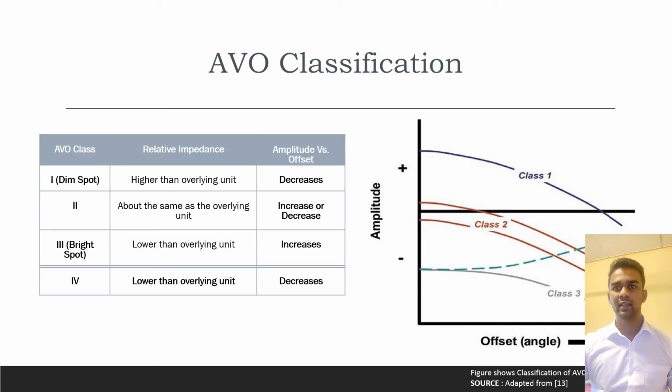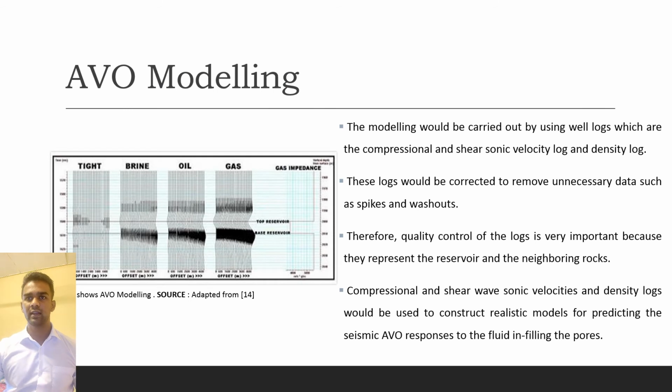Moving on to the next slide, AVO classification. The table shows the classes of AVO, relative impedance, and the amplitude versus offset. On the right-hand side, there's a graph that shows amplitude versus offset. Moving on to the next slide, AVO modeling.